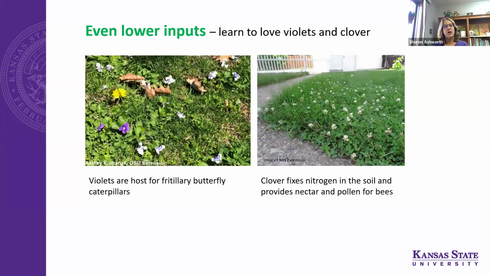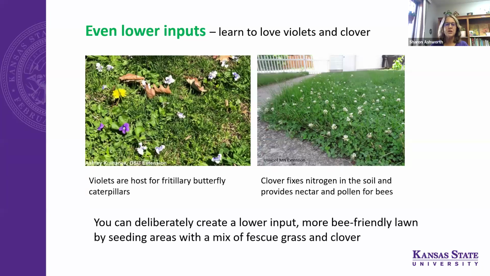Okay. So now let's talk about lowering those inputs even more, because you're going to have a turfgrass lawn, but you're going to allow some quote unquote weeds. So violets and clover are pretty common. Dandelions, another one. So you can deliberately lower the inputs of your lawn by making a more bee-friendly pollinator lawn, by seeding your turfgrass areas, when you do the reseeding, with a mix of fescue and clover. So that also helps build the soil, helps with the soil fertility, and provides for the pollinators. So this is a lower input, more pollinator friendly lawn.